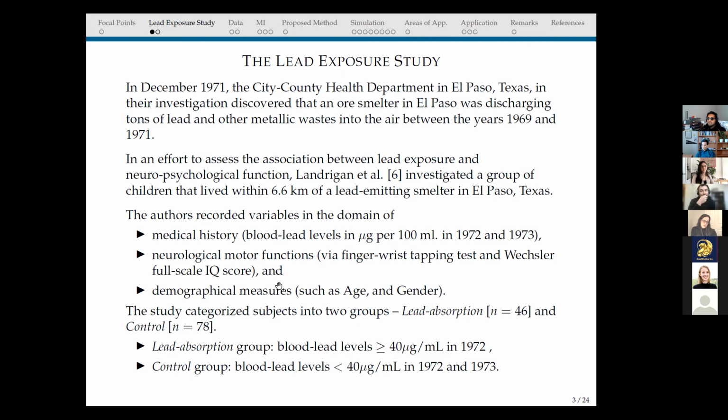And once they collected the variables, they categorized the subjects in the data set into two groups. One group was the lead absorption group that had 46 subjects, and the other group was called the control group, which had 78 subjects. The definition of lead exposure group was given by blood lead levels that were at least 40 micrograms per milliliter in the year 1972. And the control group was a pure group where their blood lead levels were below 40 micrograms per milliliter. And these levels usually come about from researchers that do toxicology. So if people are interested in that, you can find literature as to why a 40 cutoff was used. And since this was in the 1970s, I'm sure those cutoffs have improved.